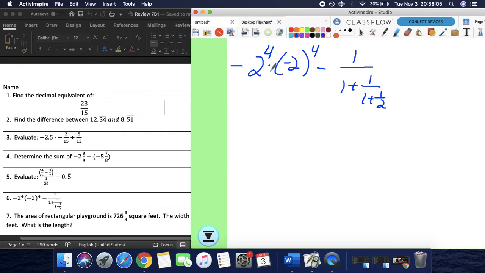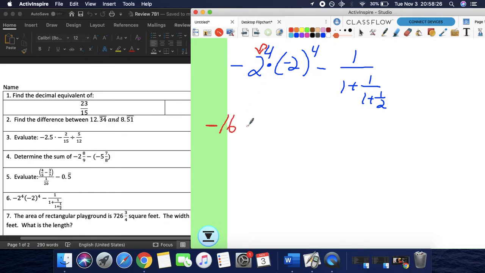Now remember, there's a big difference. There's a reason why this problem is here. This one says minus 2 to the 4th power, so the 4th power is just affecting the 2. It's not raising minus 2. The minus is just outside here, waiting. What's 2 to the 4th power? It's 2, 4, 8, 16.